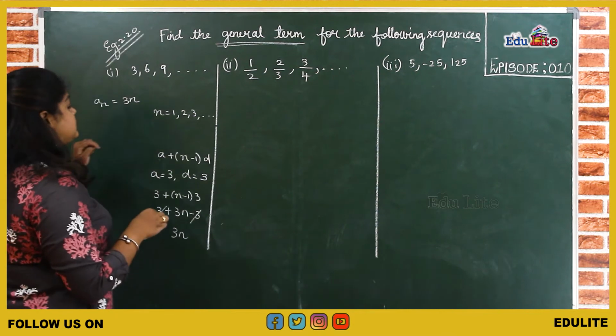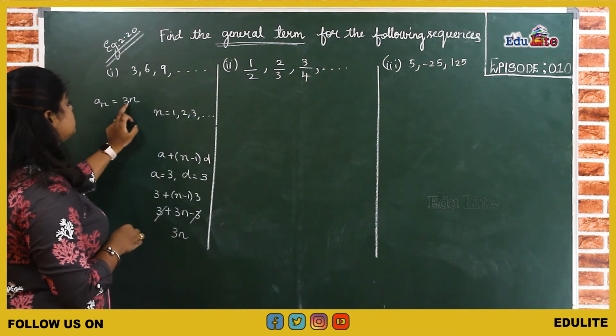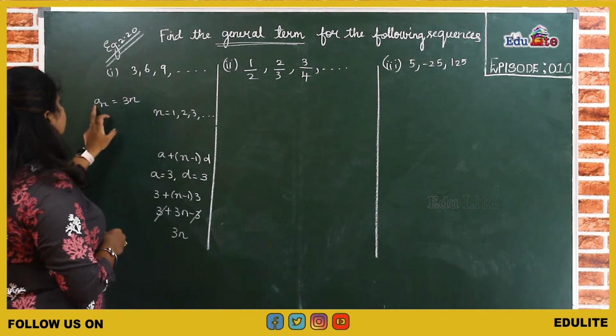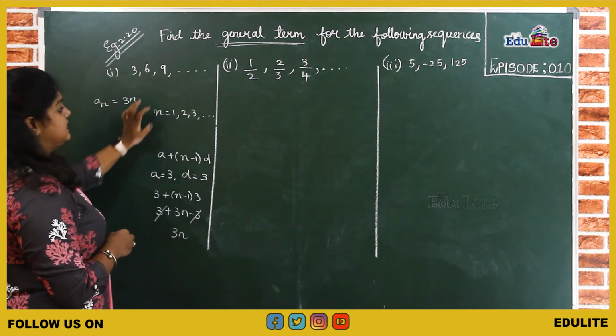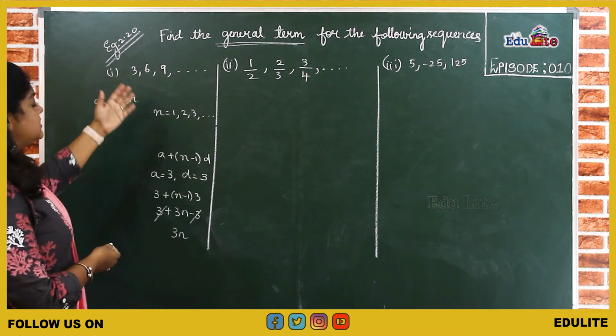So an for this problem is 3n, where n varies from 1, 2, 3, etc. It goes on. Let us check also. If I apply the n value as 1, a1 is equal to 3 into 1, 3. I got the first term. Next, if I apply the n value as 2, a2 is 3 into 2, 6. Second term. So this is the right format of the general term for the sequence.